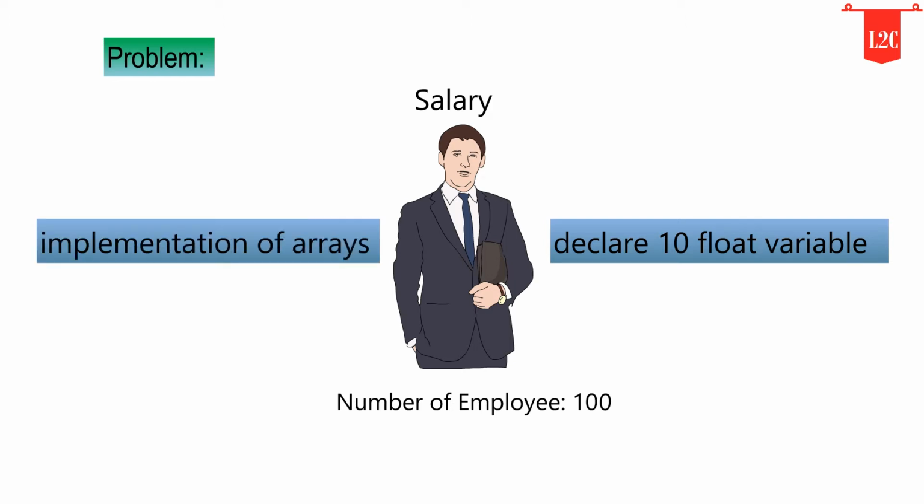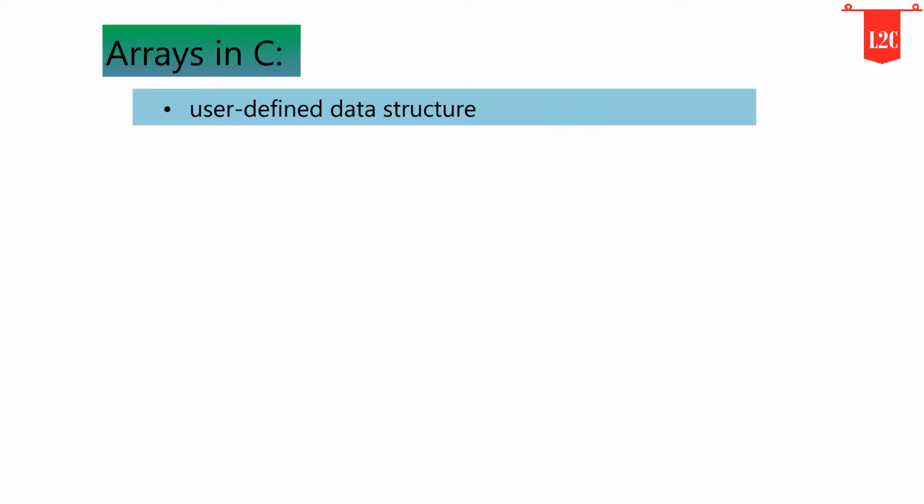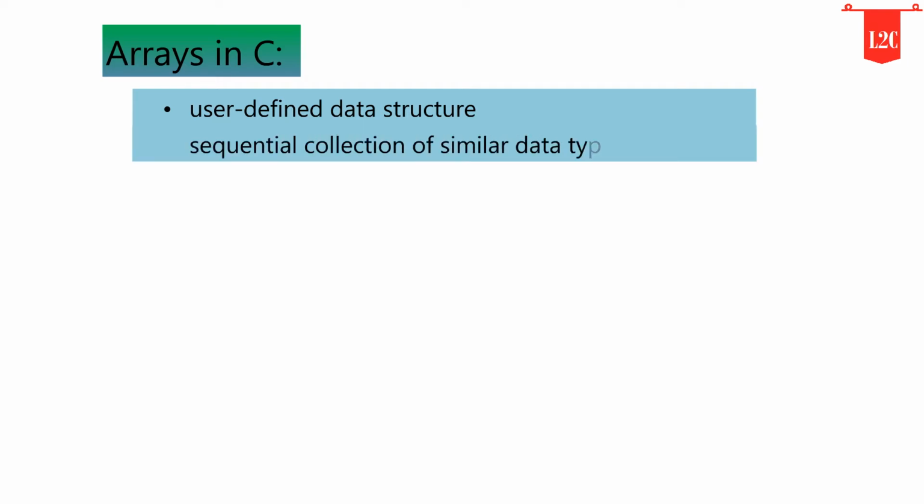The simple solution to this problem is the implementation of arrays. Arrays in C are used when we have a large number of objects in hand. It proves to be quite helpful to manage data. Let's start the discussion with what is meant by arrays in C. An array is a user-defined data structure. It is a sequential collection of similar data types that can easily be accessed using a common variable name.